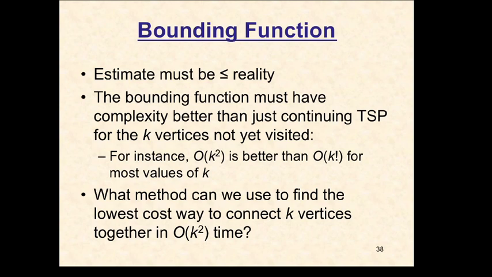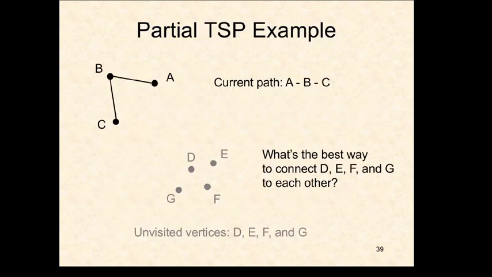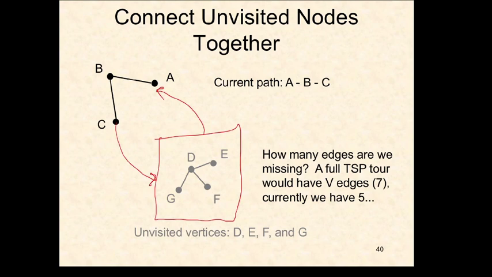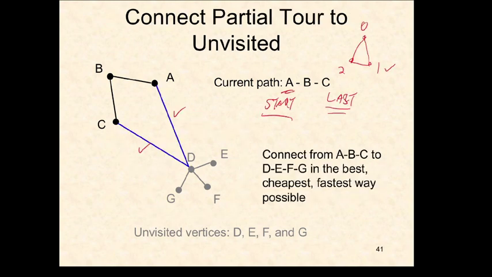You know, if k is the number of vertices we haven't visited yet, and the estimate takes more than k factorial, it's terrible. It's got to be better than k factorial, like k squared. So, for example, here, in k squared time, I can do an MST. In 2k time, I can find those connecting edges. I loop through all the unvisited. I find the shortest distance to the start of the path. I find the shortest distance to the last thing in the path, and I can do that in 2k time.